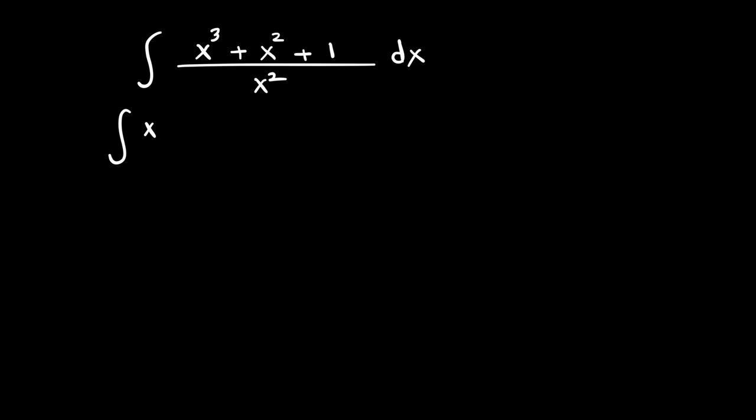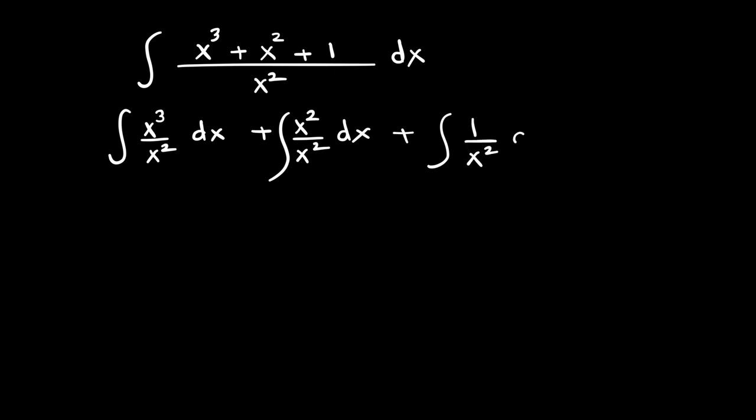Sometimes we have to divide it out. Something like x cubed plus x squared plus a constant 1. The whole expression is divided by x squared, and now we want to integrate it. So let's break this up. This is x cubed over x squared. Let's integrate this. X squared over x squared. Integrate this. And 1 over x squared dx.